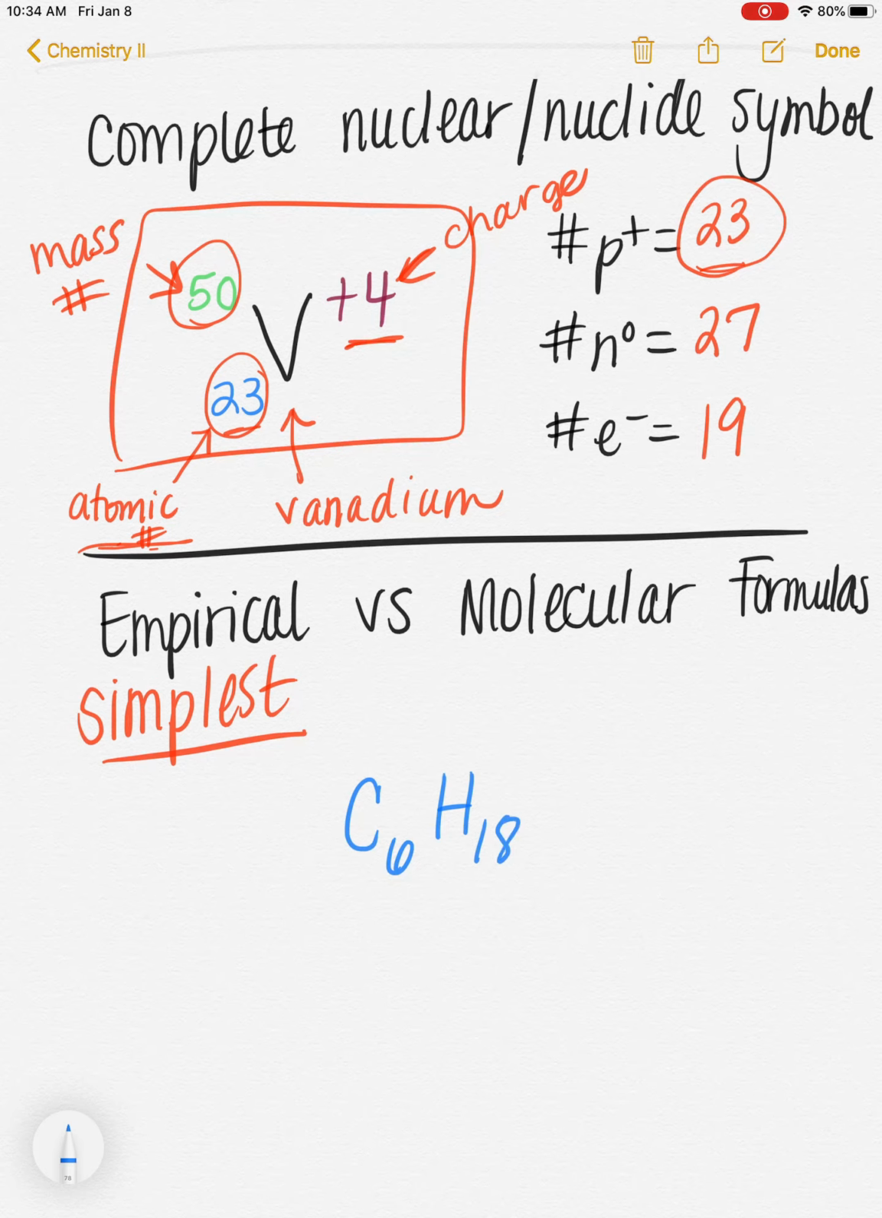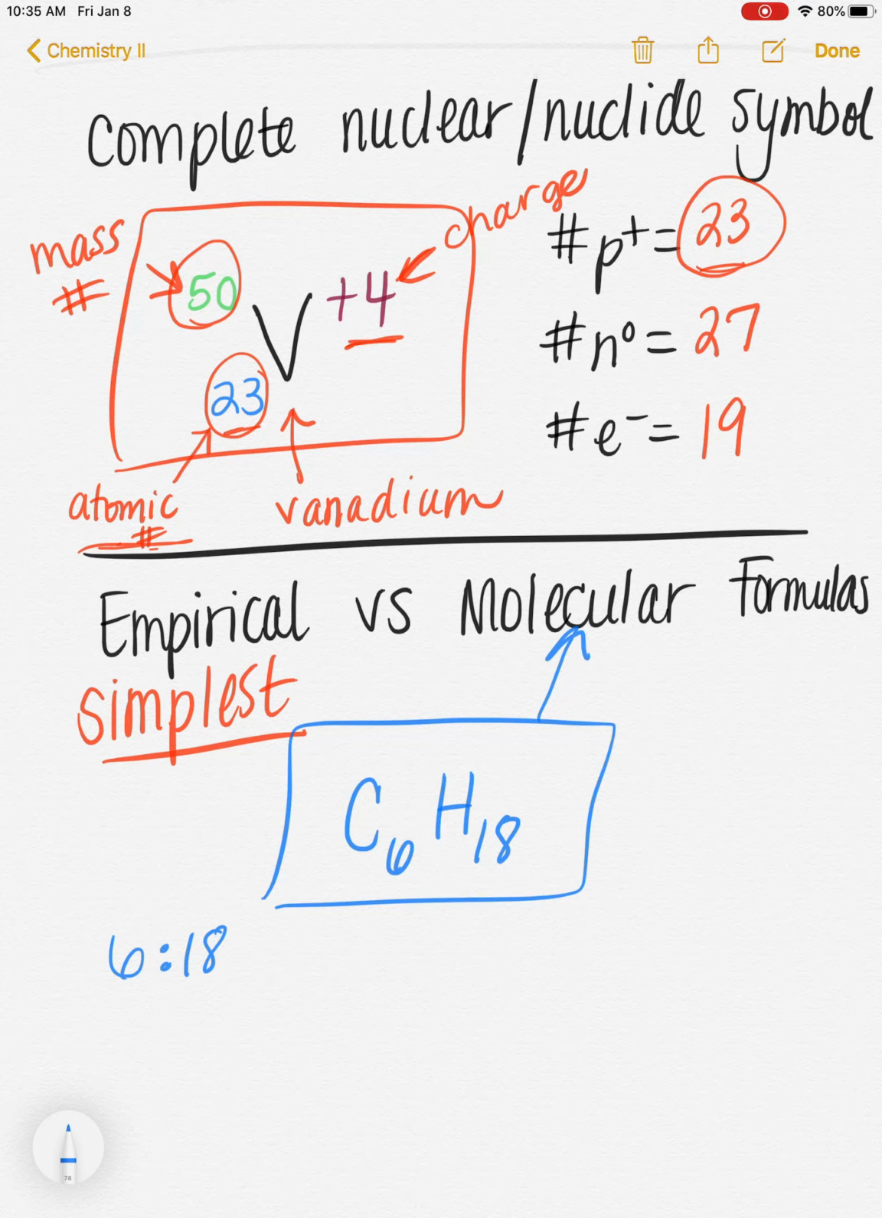C6H18, let's say, that right there is a molecule. The ratio of 6 to 18 is not in lowest form, because 6 and 18 are both divisible by 6. This would be a molecular formula.